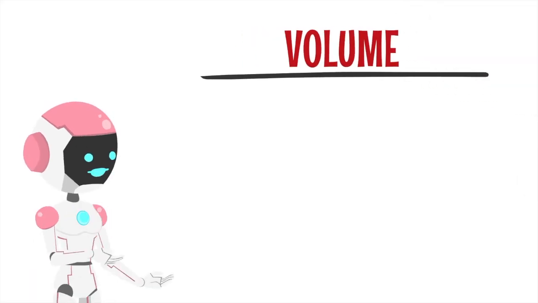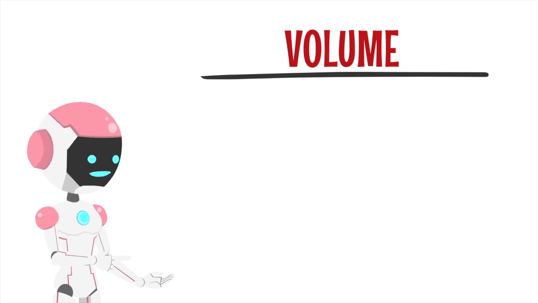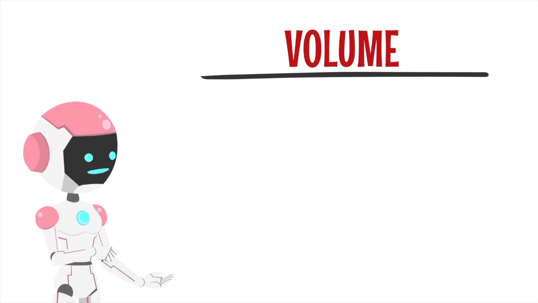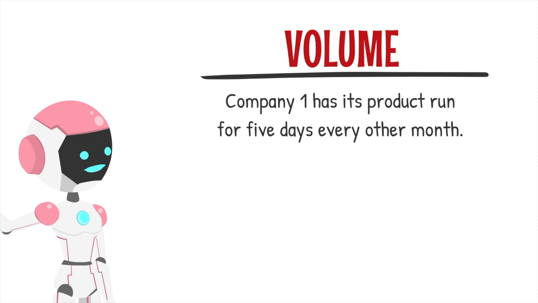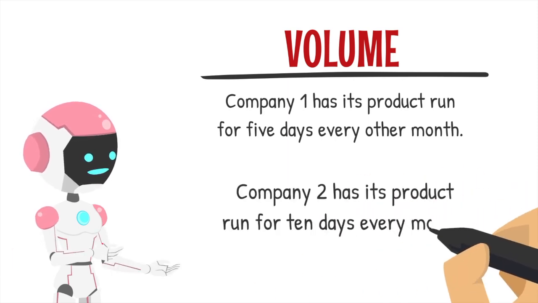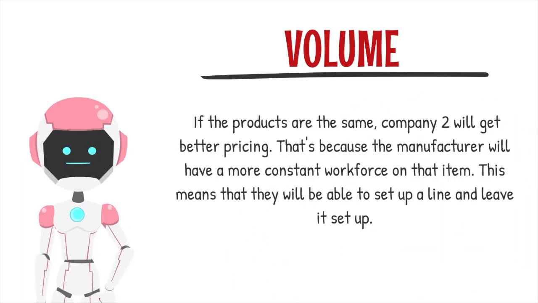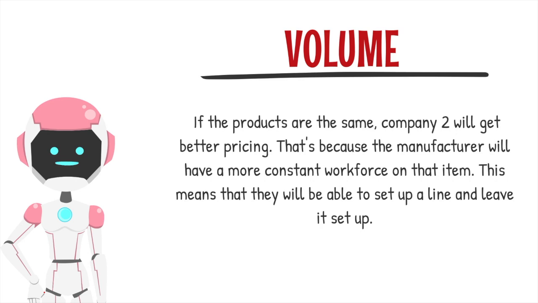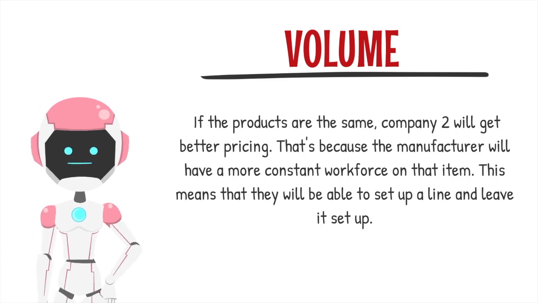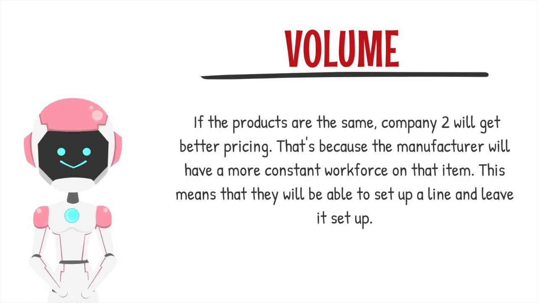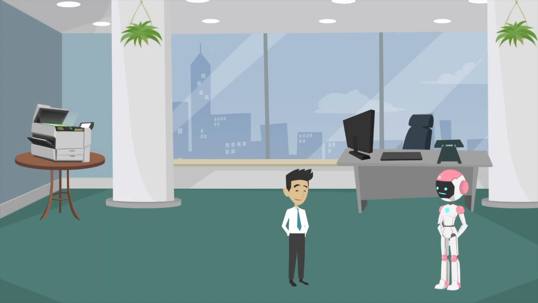The overall volume of the project on an annual basis is a significant factor for your supply chain partner. It's easiest to show this by comparing 2 hypothetical companies. Company 1 has its product run for 5 days every other month. Company 2 has its product run for 10 days every month. If the products are the same, Company 2 will get better pricing. That's because the manufacturer will have a more constant workforce on that item. This means that they will be able to set up a line and leave it set up. Tell me, Jacob, which of the 2 companies are most like your current production? The second one. Thank you.